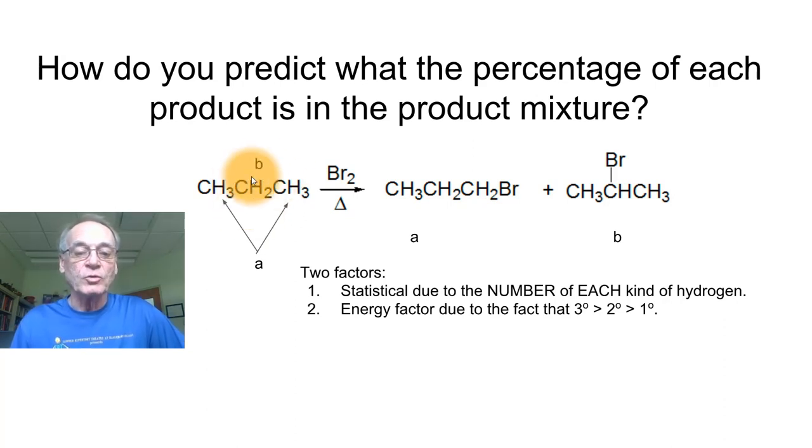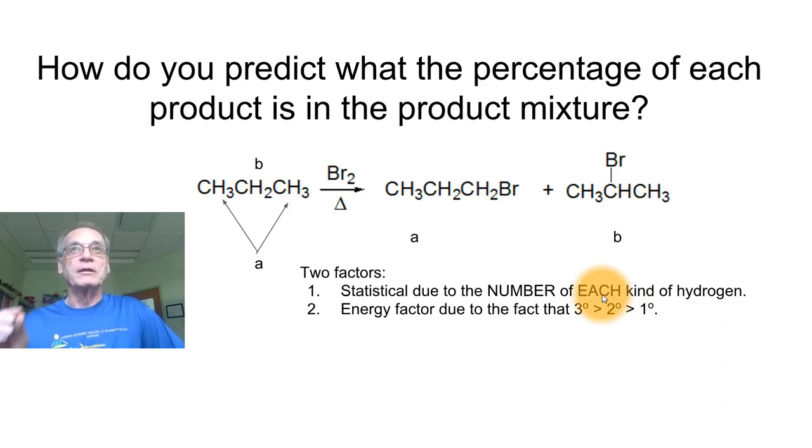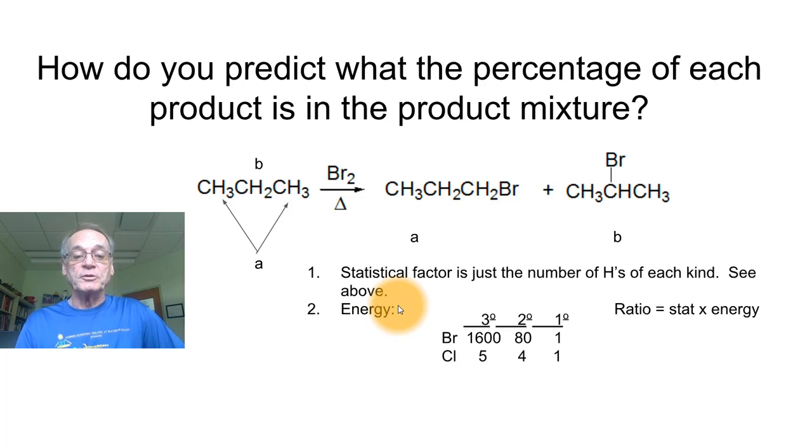But it turns out that's not the only factor. It turns out also that tertiaries are more reactive than secondaries, which are more reactive than primaries. A little bit in the case of chlorine, a lot in the case of bromine. So there's actually 2 different factors, one called the statistical factor and one called the energy factor. Well, for the statistical factor, you just count the hydrogens of each kind, so 6-to-2. So in this particular case, the statistical factor would be 6-to-2.